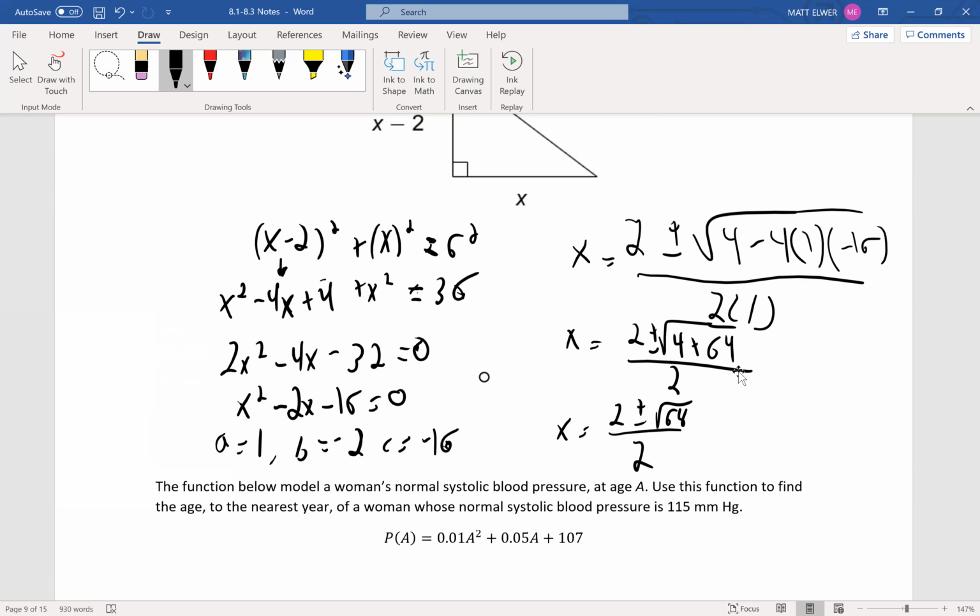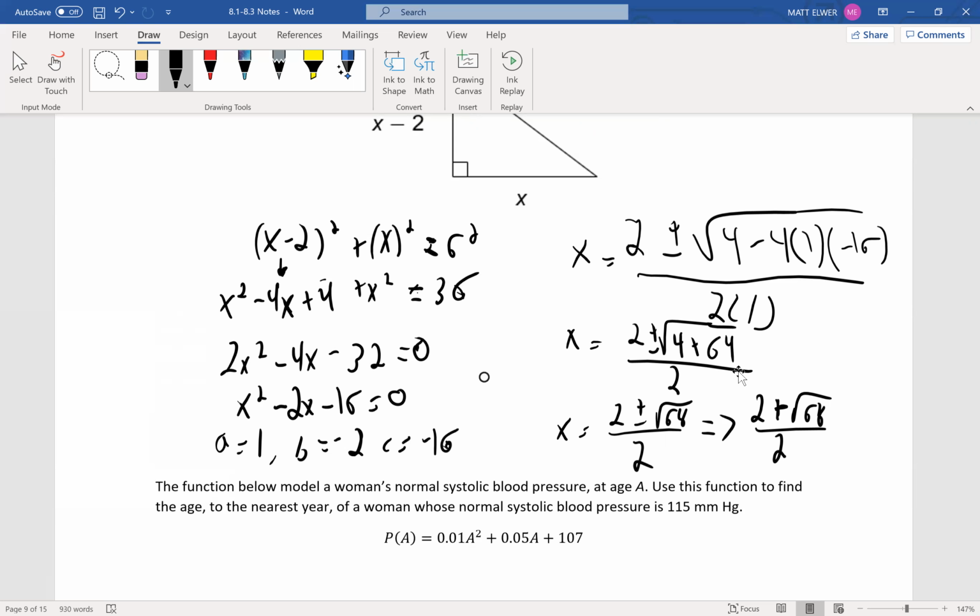And notice that we're trying to find the length of one of the legs, right? So we need a positive value. Notice that if we subtract the square root of 68 on the top, we're going to end up with a negative value. So here, I just need to take the positive of the two, right? I need to have one of the answers that's positive. So in this case, we just take 2 plus the square root of 68 over 2, right, as our answer.